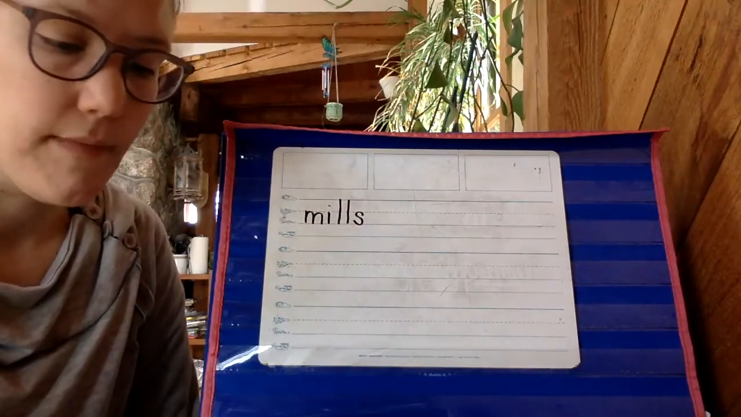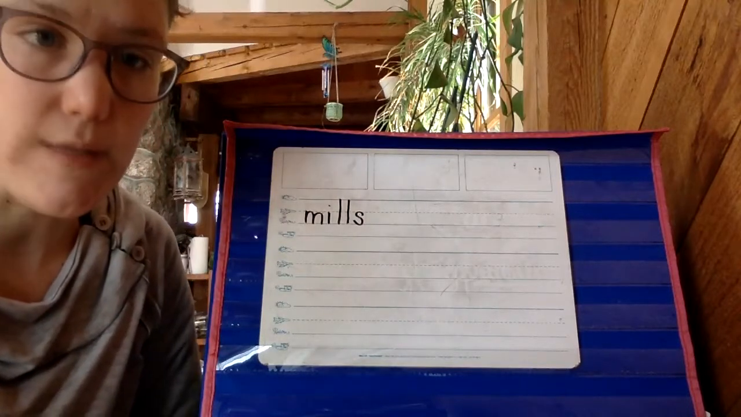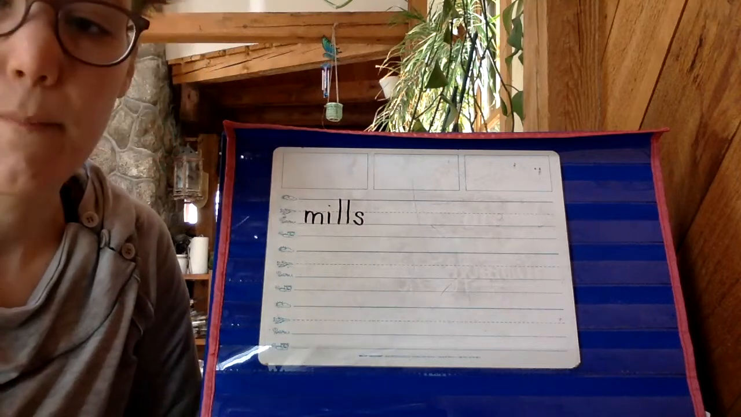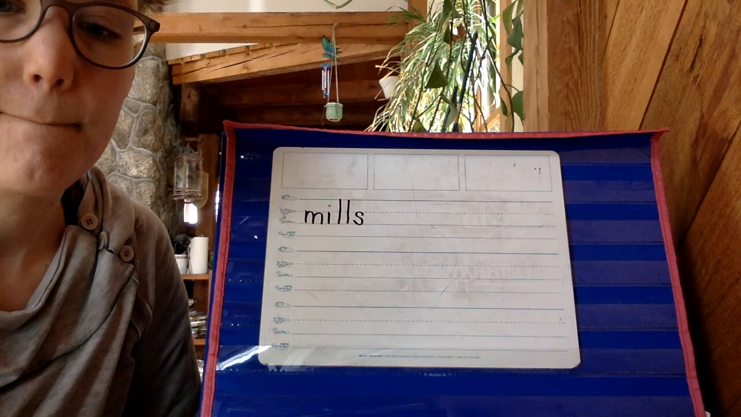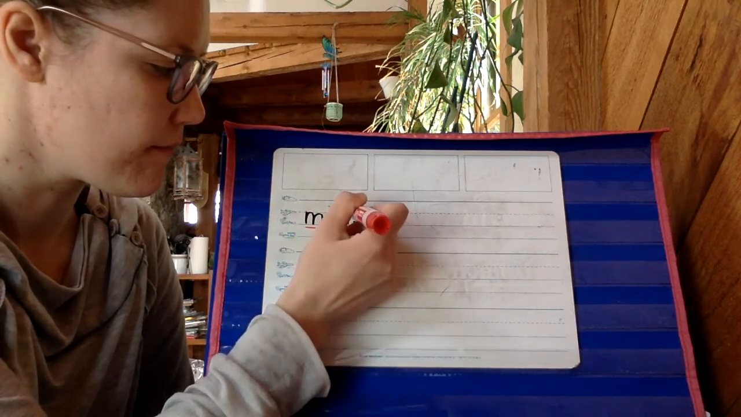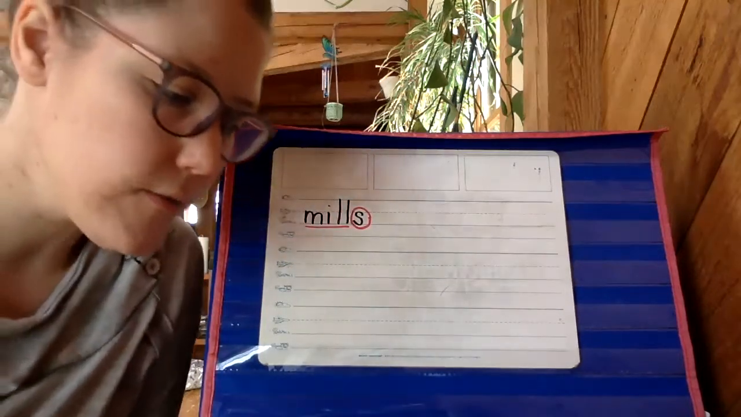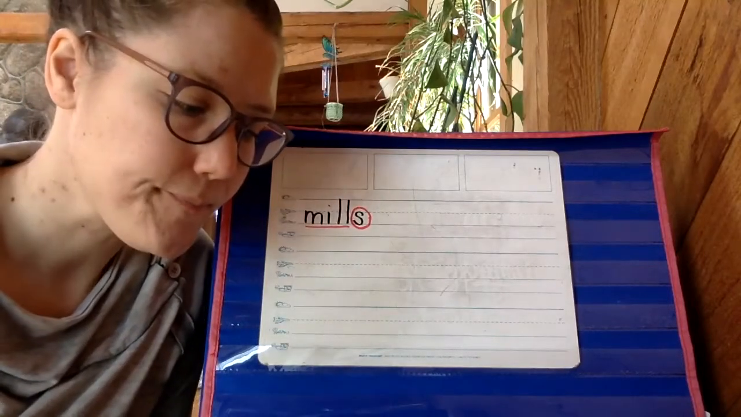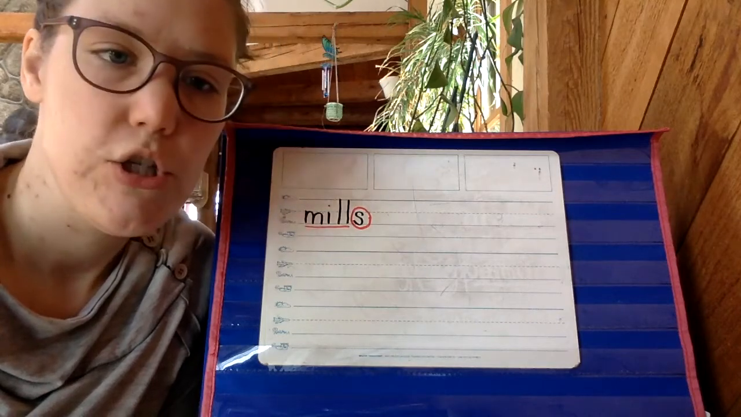All right. Now I'd like you, on your board, to underline the base word and circle the suffix. That is what you should have on your board. Let's do two more words, and then we're going to do a sentence. All right, let's do ships.